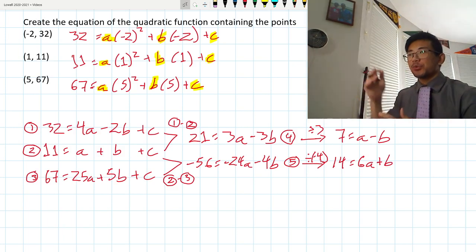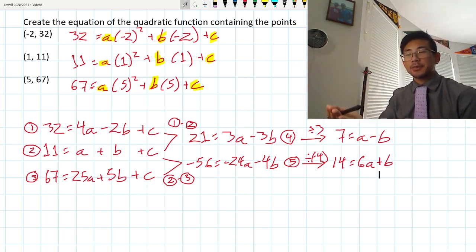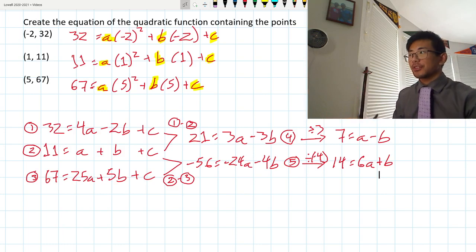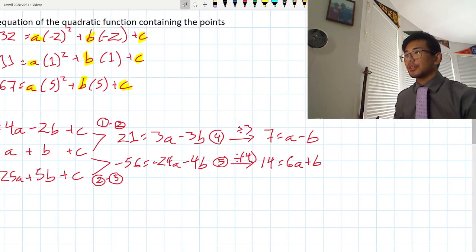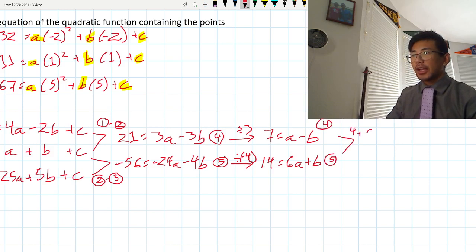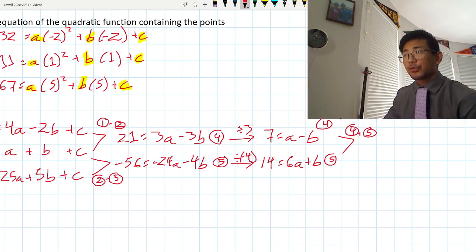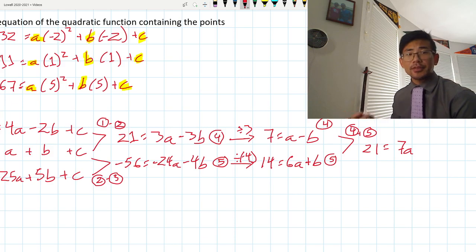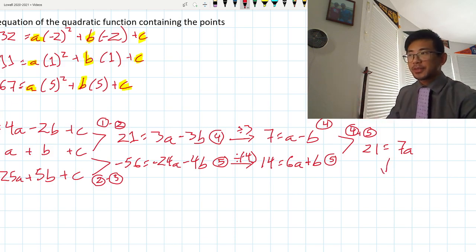So now we have negative b and a positive b. So now I can just add these two equations together. Remember, this is equation 4 still, and it's just a cleaned up version of it. If I add equation 4 and equation 5 together, 7 plus 14 is 21. 1a plus 6a is going to be 7a total, and the b's will eliminate. If I divide both sides by 7, a is equal to 3.